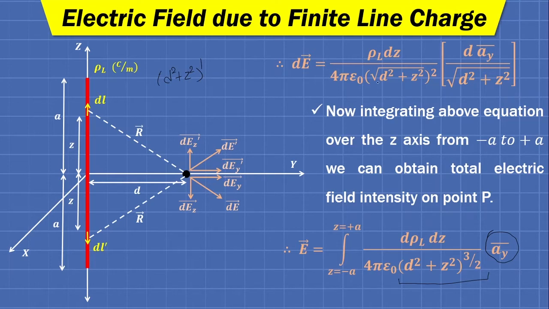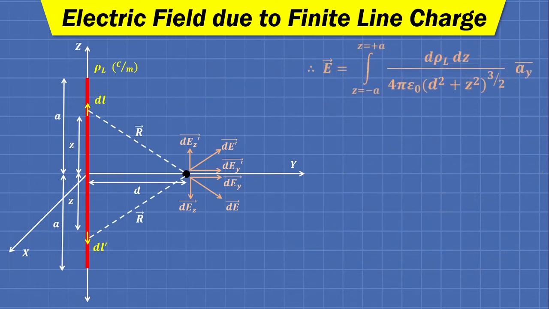And this term, under root d square plus z square, can be written as (d square plus z square) power 1/2. And having the same operands in the multiplication, the powers will be added. So (d square plus z square) to the power 1 plus 1 by 2, which is nothing but 3 by 2. So this term in the denominator comes in this way. So finally we have an equation, and now we need to perform the line integration.